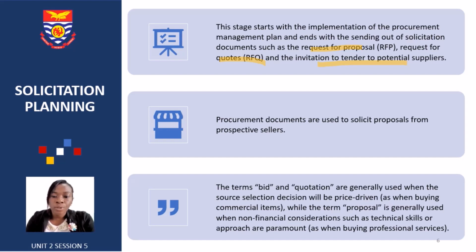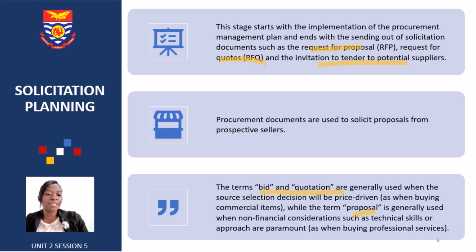The term bid or quotation is generally used when the source selection decision will be price driven, that is, when buying a commercial item, while the term proposal is used when non-financial considerations such as technical skills and approaches are paramount, as when buying professional services. So you need to be careful of the terms you use. Yes, once you're learning project management, you can't just go out there and say bid, quotation, proposal, mixing it up. When we're talking about a bid or quotation, there is a monetary factor which we are going to consider.